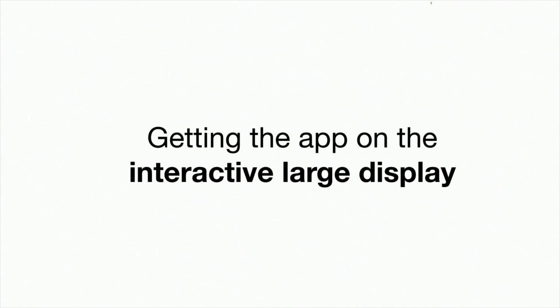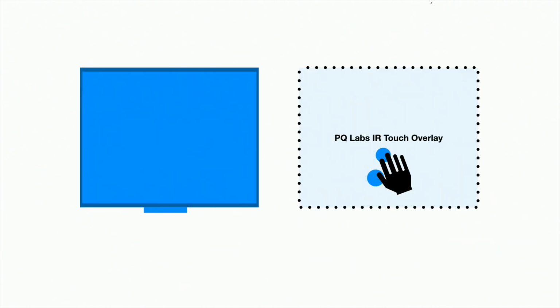Now coming to the second part of the project, which was how to get this stuff onto the large interactive display. The setup was like this: we had an 80-inch 4K panel from Samsung, and an infrared-based touch overlay from a company called PQ Labs. We were trying to find a method to run Android on it somehow, to eventually run our app on it.